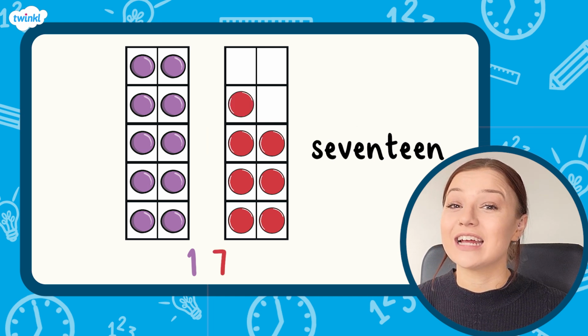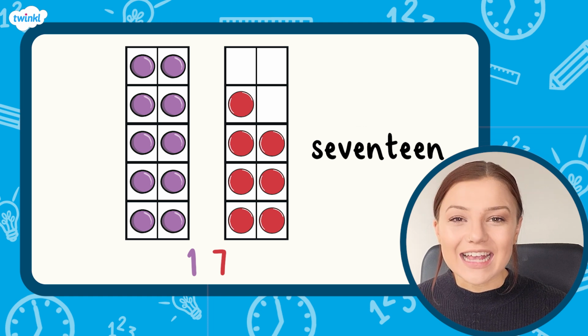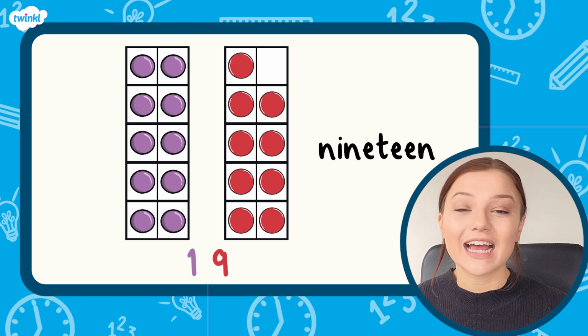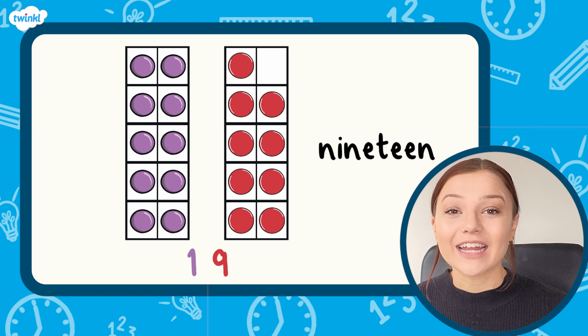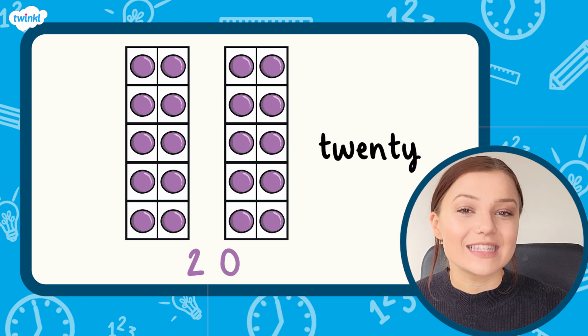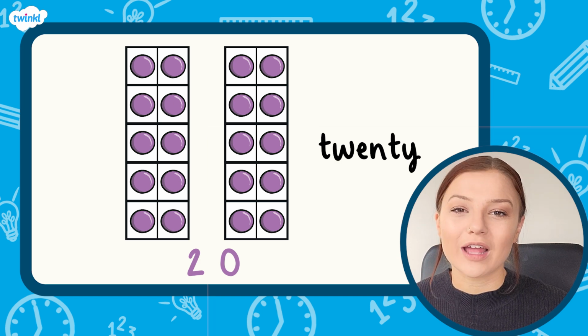17 has one 10 and seven ones. 18 has one 10 and eight ones. And 19 has one 10 and nine ones. The number 20 has two 10s and zero ones. Therefore, it is not a teen because it has more than one 10.